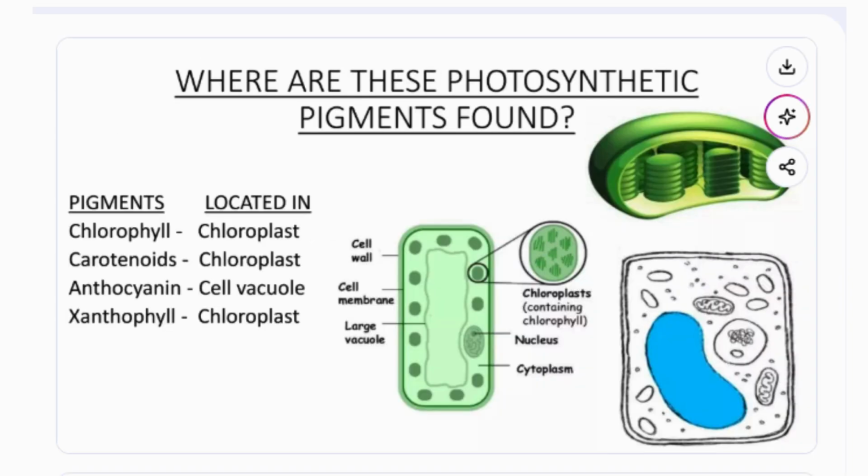So now the question is, where are these photosynthetic pigments found? The chlorophyll is located in the chloroplast. All the carotenoids are located in the chloroplast. Anthocyanins are located in cell vacuoles, and xanthophylls are located in the chloroplast.